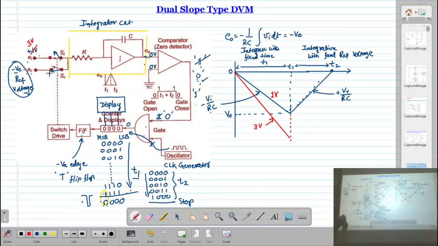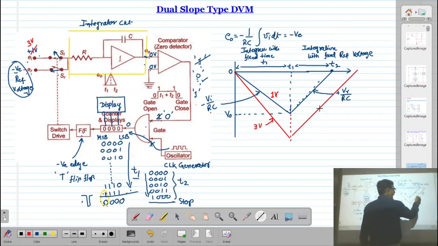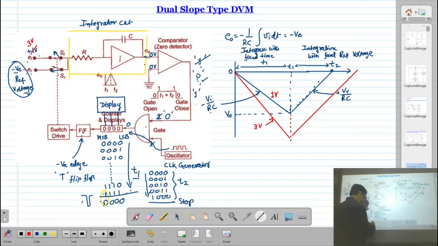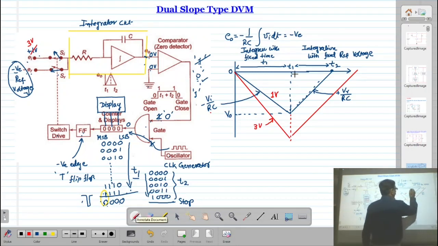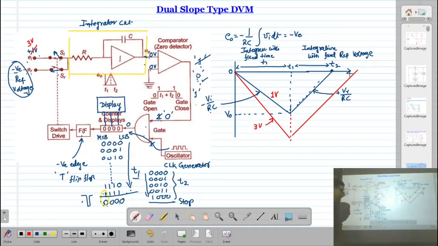And then when the switch is connected to a reference, we are not changing the reference voltage. It is same in all the cases. So the slope of the output is going to be a constant. If the slope remains the same, then the capacitor will be discharged with a line parallel to this line. Remember, both the lines will be parallel, correct? And therefore, the time period for the integration will be larger than T2.